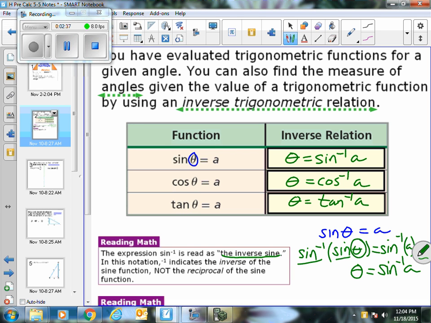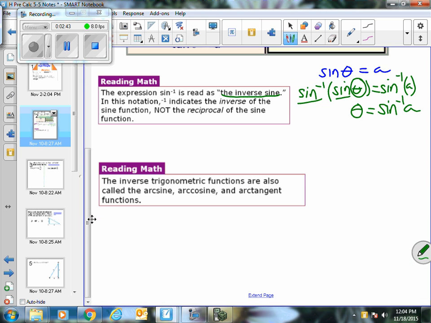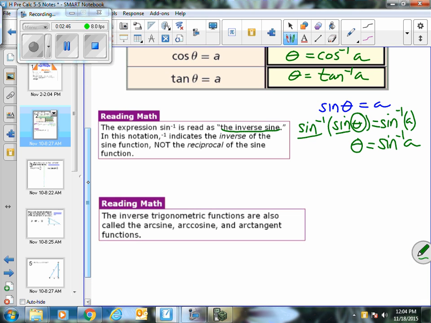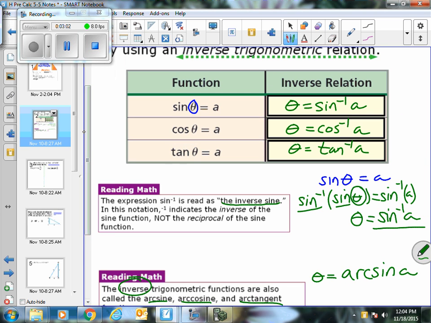Now there are other words that people use to describe these, and I want to talk about that too. The other words that you might see are arc sine, arc cosine, and arc tangent. Those are also inverse relationships. So instead of writing theta equals inverse sine, you could also write the arc sine of a, and that would mean inverse as well. If you want to fill that in on your table, another way to write it is arc sine of a, arc cosine of a, and arc tangent of a. The prefix arc means the same thing as inverse, so opposite operation.